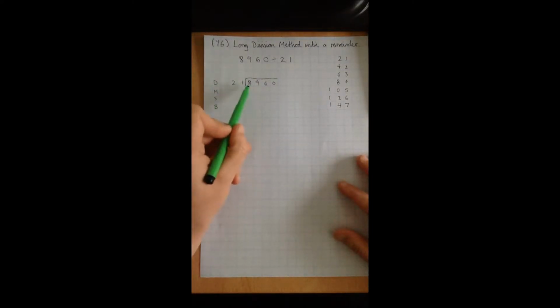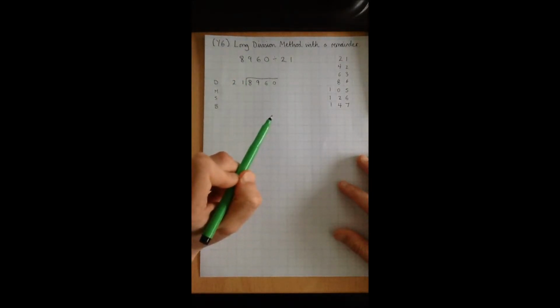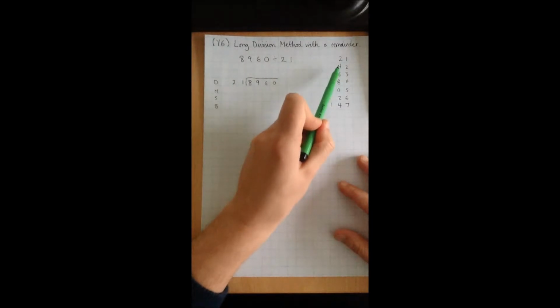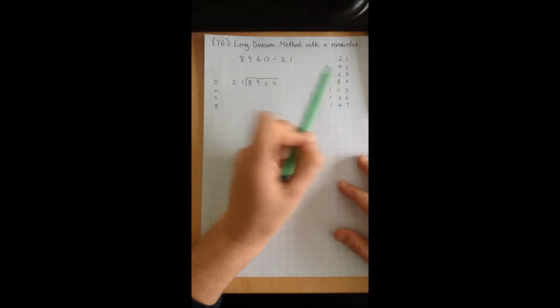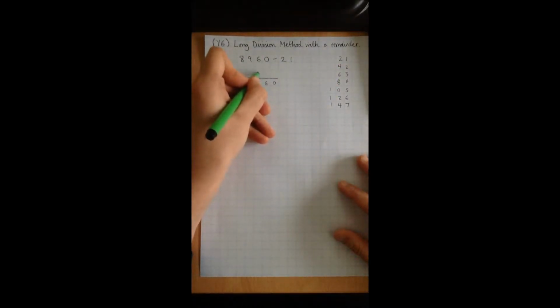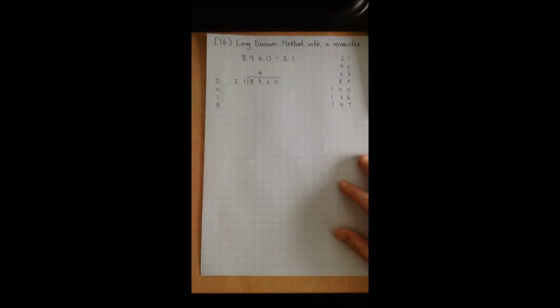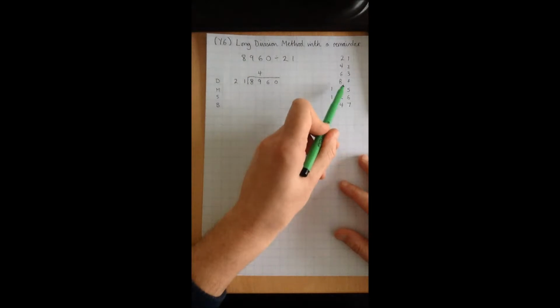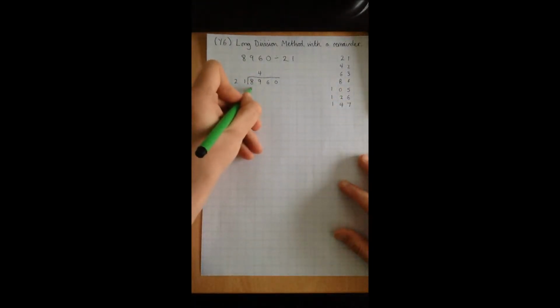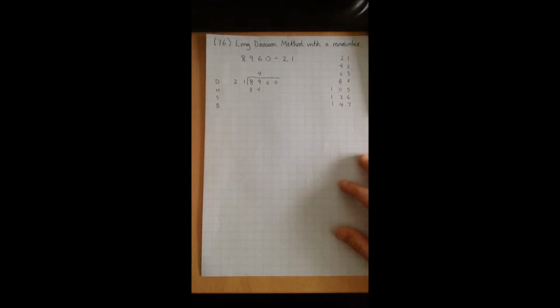So firstly, we know that 21 doesn't go into 8, so we're going to move along and look at 89 divided by 21. So looking at the jottings, we can see that that goes 4 times, so we record the 4. And then we do multiply, so 4 multiplied by 21, which gives us 84. Because we've got the jottings, that saves time with those calculations.